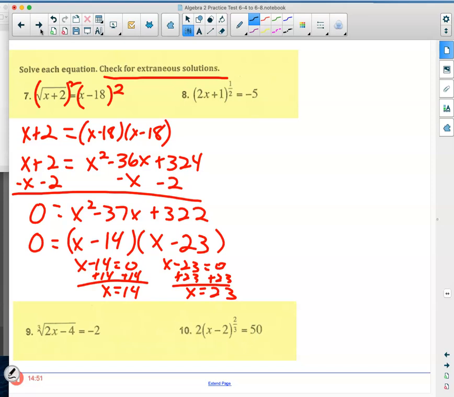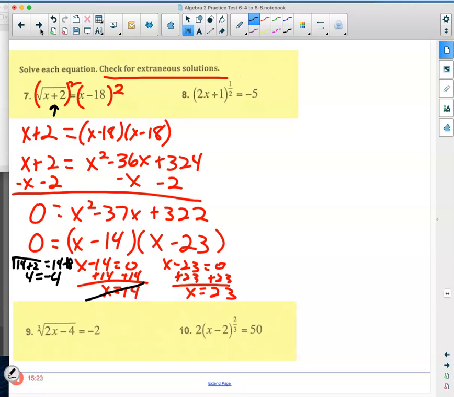So, let me find some space here to do that. If we put the 14 into the original, it's going to say the square root of 14 plus 2 equals 14 minus 18. Well, 14 plus 2 is 16, and the square root of 16 is 4. And 14 minus 18 is negative 4. Uh-oh, that one doesn't work. So 14 is out. We'll come over here and we'll strike it.